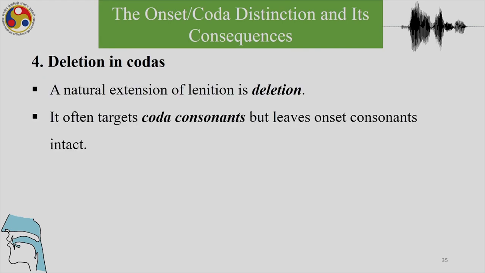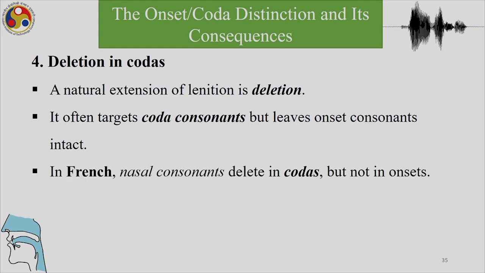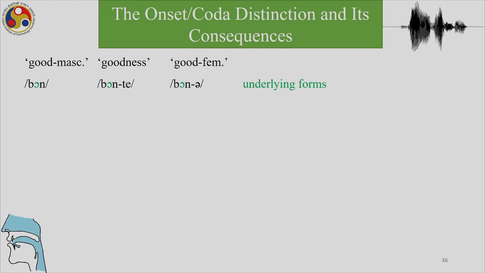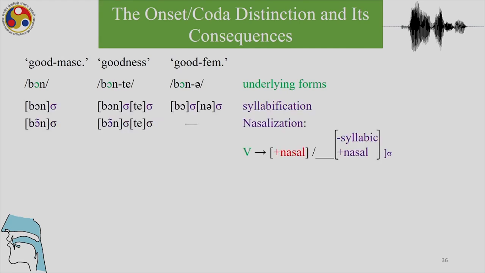Also, codas are subject to deletion. A natural extension of lenition is deletion. It often targets coda consonants but leaves onset consonants intact. In French, nasal consonants delete in codas but not in onsets. This produces nasal zero alternation. So nasal consonants are deleted. Apart from being neutralized, they can be lenited, and they can also be deleted. As we can see in the French example, the vowel becomes nasal in this position where it is final, because of the deletion of the nasal.